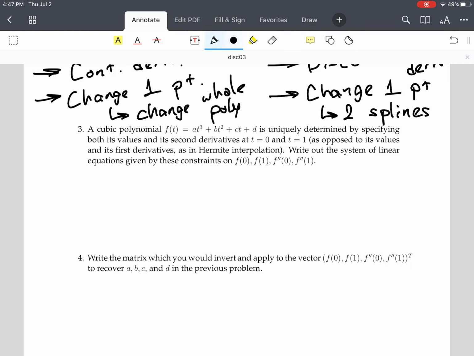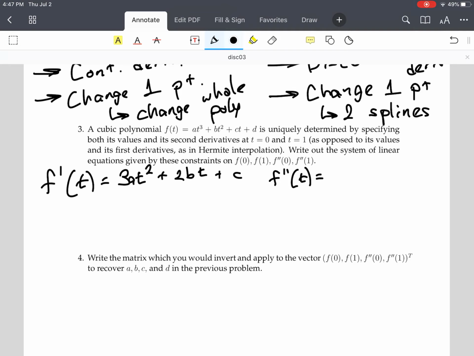So they gave us f of t, so let's write f prime of t first. And so what is that going to be? It's going to be 3at squared plus 2bt, whoops, that should have an a, plus c, right? That's that. And then now let's write the second derivative.